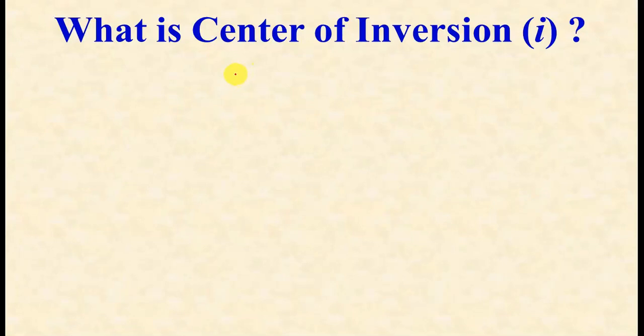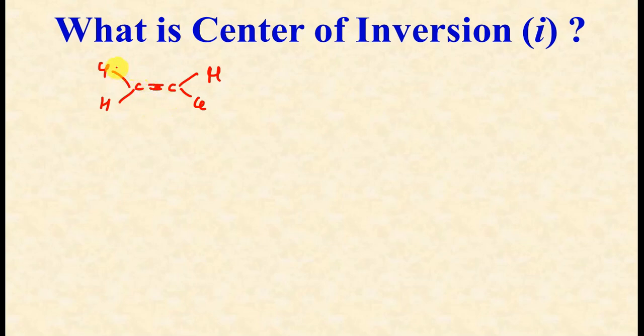Now center of inversion is a point in the molecular structure from where if we extend a line, it meets the similar type of atoms or group of atoms. For example, I am writing here trans-1,2-dichloroethane. So in this case, this is the point where we have center of inversion.